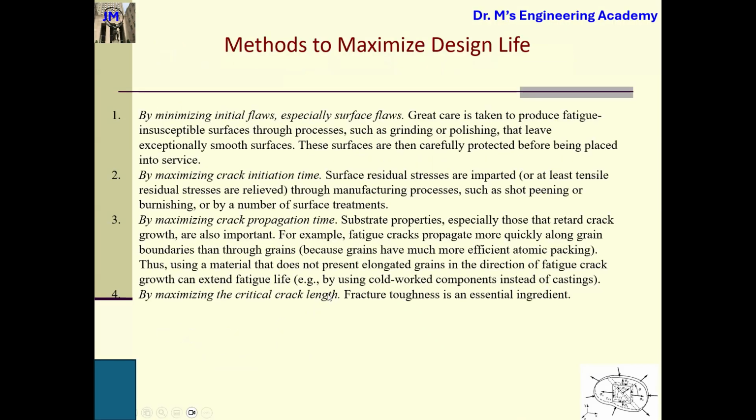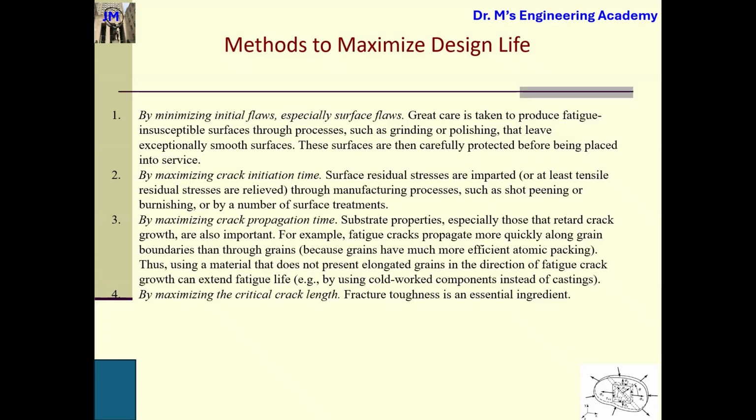No question? So, methods to maximize design life. We have the commonly used methods. The design life is about the fatigue life. This fatigue life is a very, very important component of design life. So how to maximize design life? There are four means. The first one is minimizing the initial flaws, the defects, and especially service flaws.